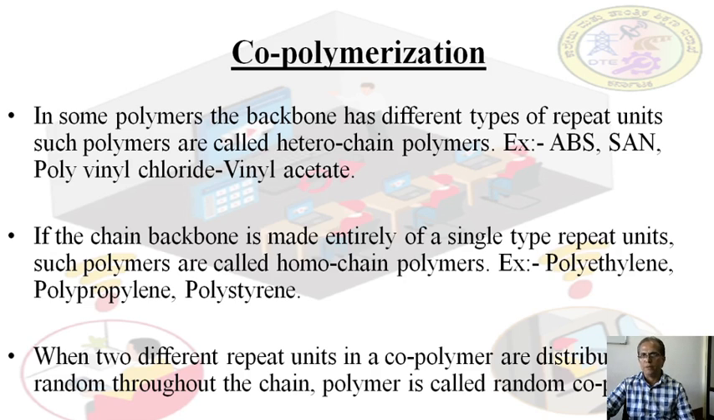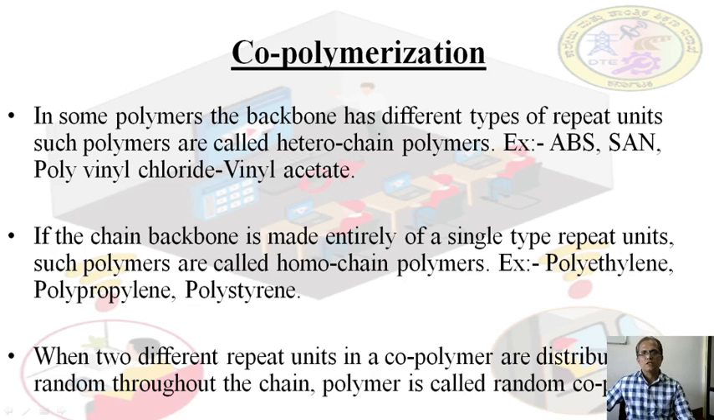Say for example, ABS. ABS stands for acrylonitrile butadiene styrene. Another example for a heterochain polymer is SAN, styrene acrylonitrile. Polyvinyl chloride vinyl acetate is a single polymer made out of two different monomers. As this is a copolymer, the backbone is a heterochain type. So these are the examples of heterochain polymers, which are also copolymers.